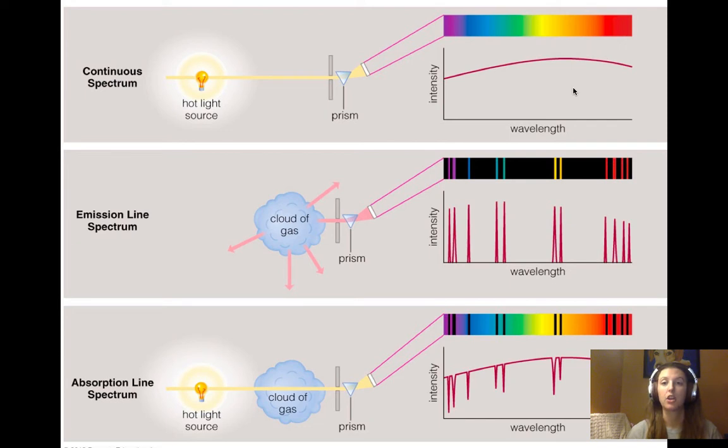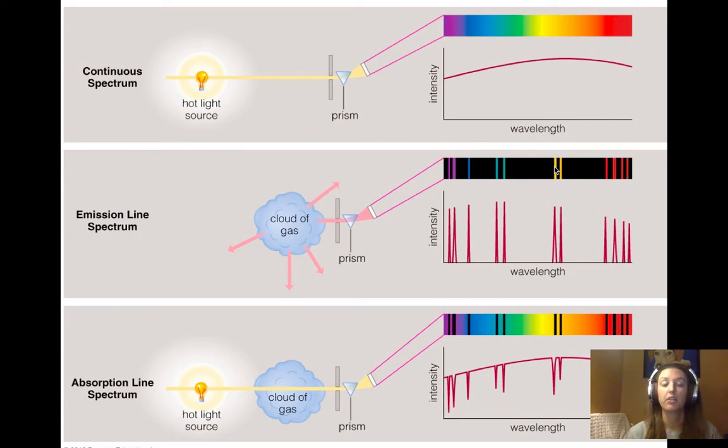cloud of gas. So that means when we take a look at that picture of the light being spread out like a rainbow, we don't see the full rainbow. We actually only see certain bars of color. And each of those bars of color corresponds to a specific element or molecule. So if we look at the pattern that we see, we can figure out not only what elements or molecules are in that cloud of gas, but also how many of them there are on a rough sort of percentage type scale.